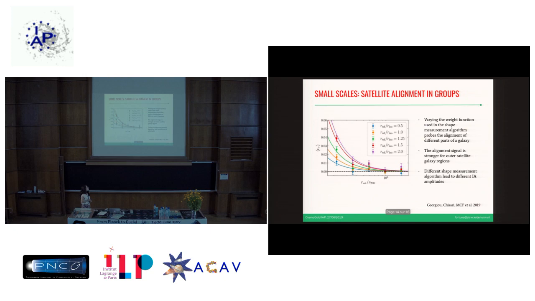Another interesting thing that we explored is whether there's a dependence of the alignment on the galaxy scale, so on which part of the galaxy we are actually probing. So here, using different weight functions while measuring the shapes, we could probe either more the inner part of the galaxy, so the bulge, or the outer part. And we found out that the outer regions, the outer isophotes, are more aligned than the inner part, which is in agreement with the picture of tidal stretching on the satellites. And this is also interesting because different shape algorithms can be used to measure, indeed, intrinsic alignment, and they might lead to a different amplitude of your signal.